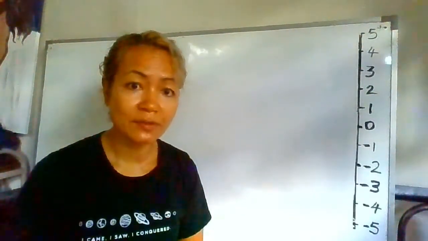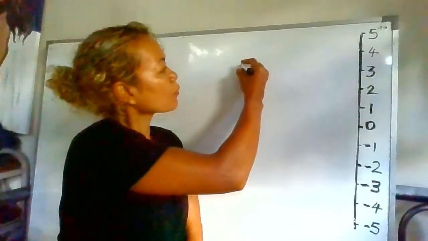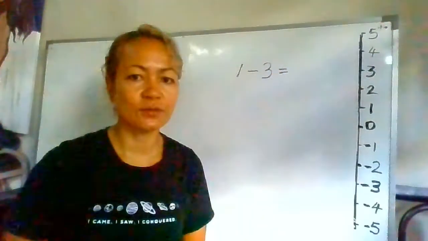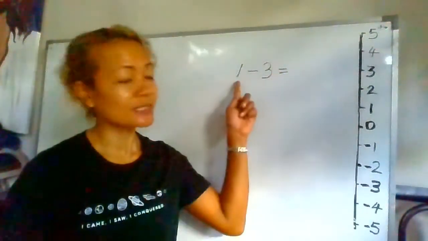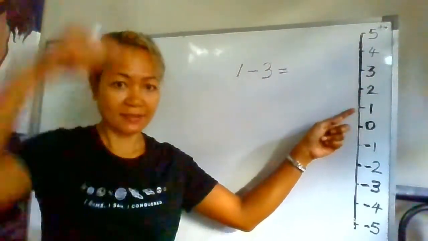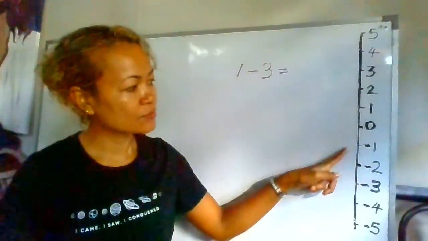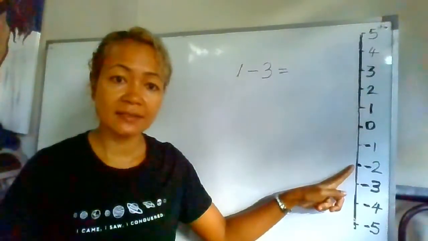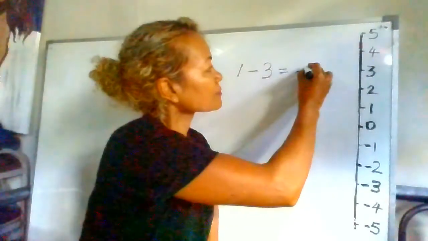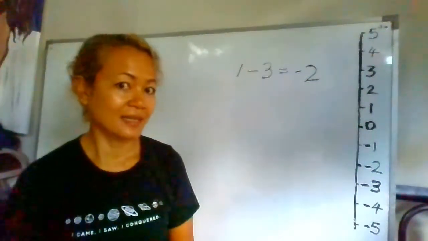A simple example that we can do is say 1 minus 3 is equal to what? Start point is 1. On the scale you have 1. Minus 3, you go down 3. 1, 2, 3. Where do you end? Minus 2. Okay? What about another one?